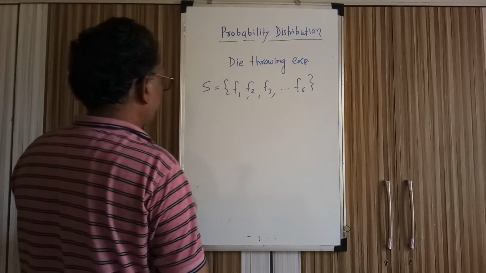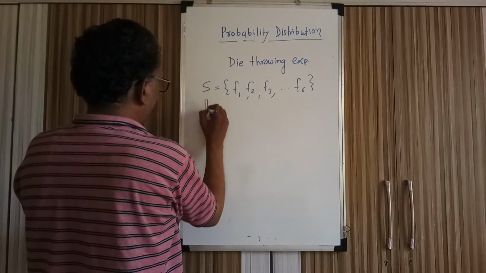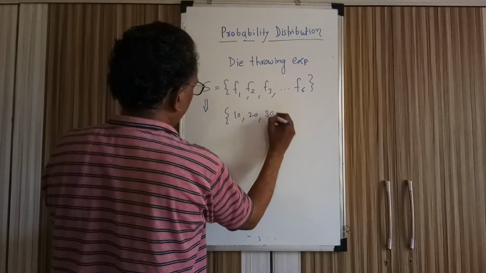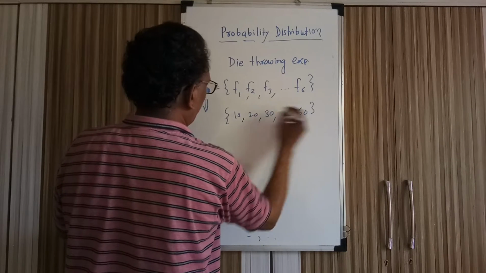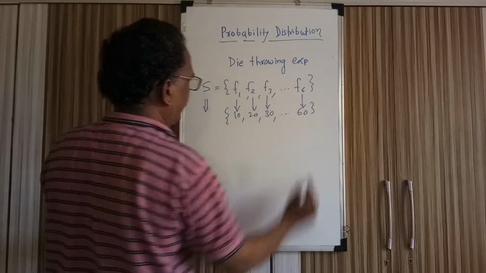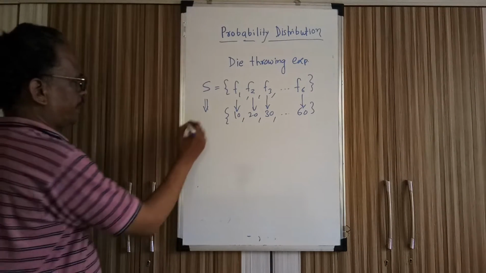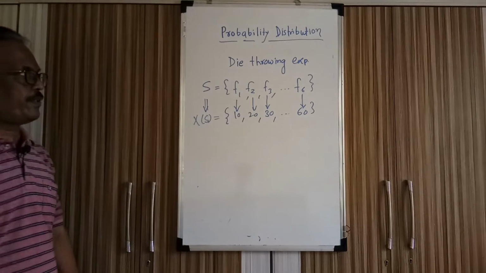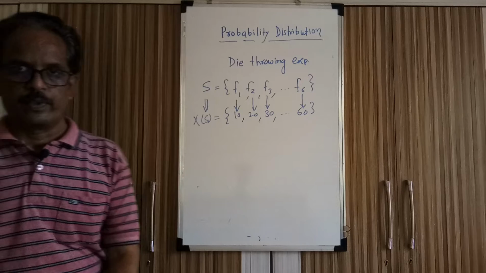So by using this mapping, corresponding to this sample space, we have 10, 20, 30 and so on, up to 60. So the outcome of the experiment is mapped to a real value. This random variable is converting the sample space to real values.